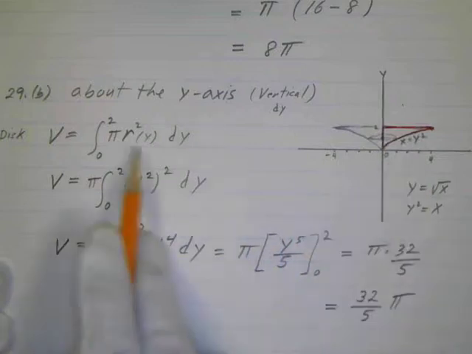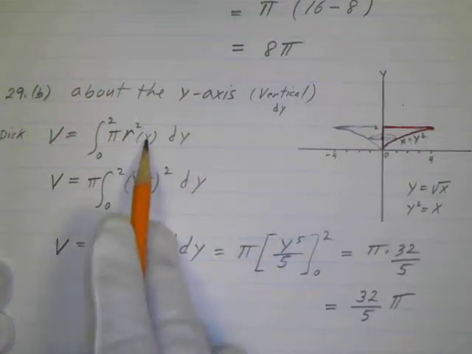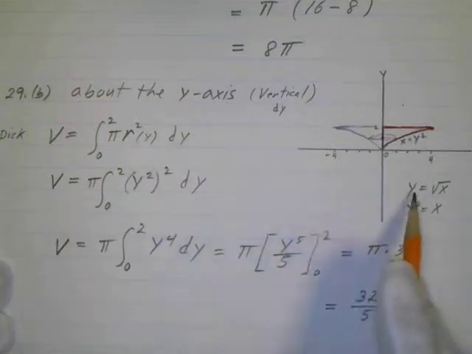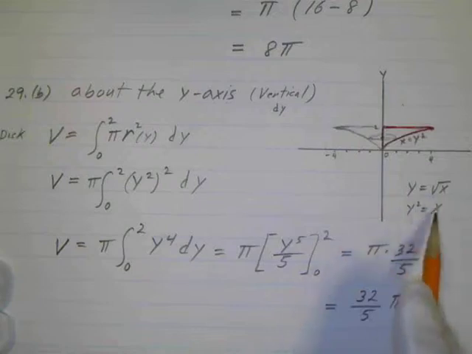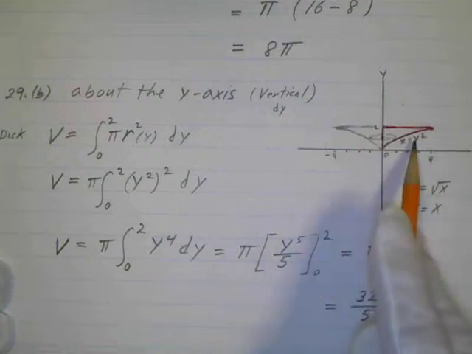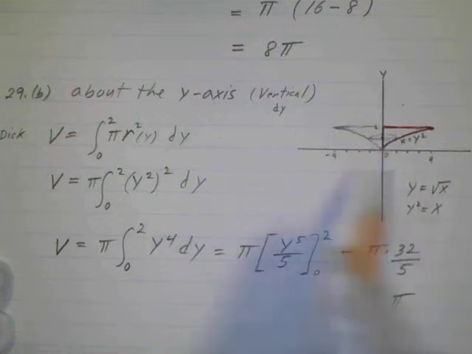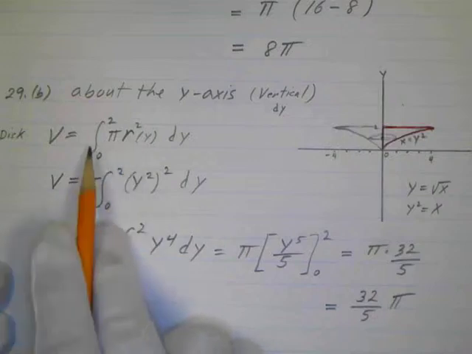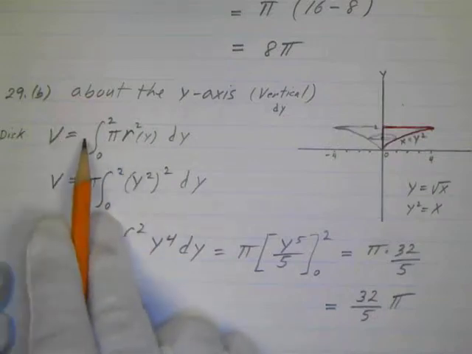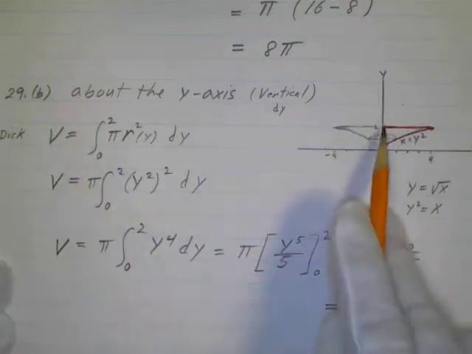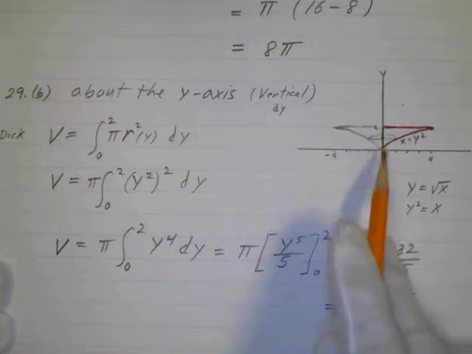So again, we have to have everything in terms of y. We have to have the radius as a function of y, so we take y equals the square root of x and square both sides, so y squared equals x, or x equals y squared. And that's going to be my radius of these disks. It will always be y squared. That will be the x value. So I just substitute that in, and I'm going to take the integral from 0 to 2 in this case, because it's going to be these horizontal disks.